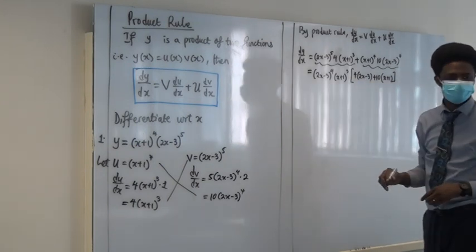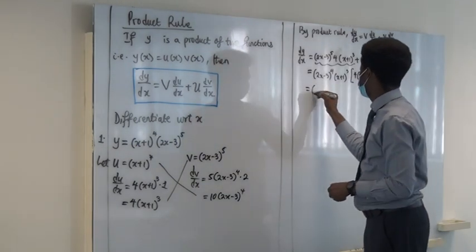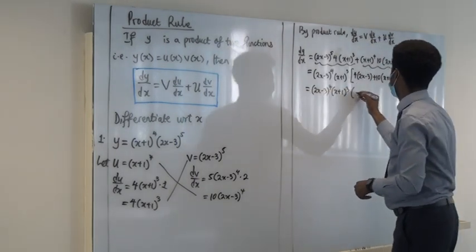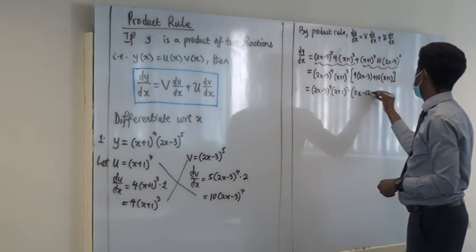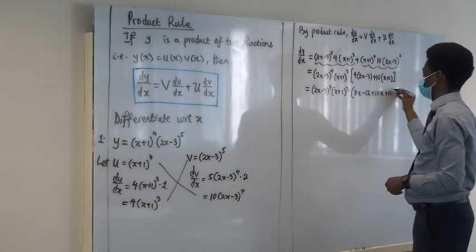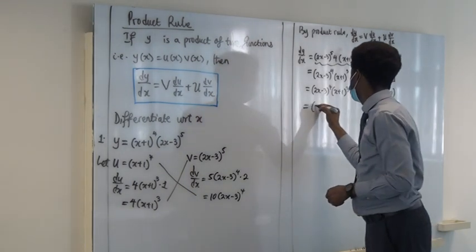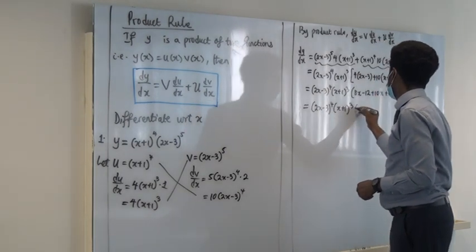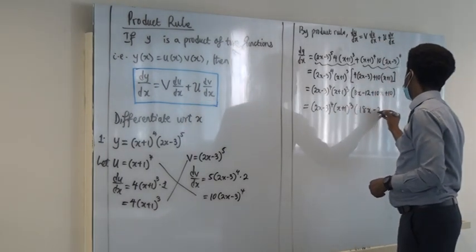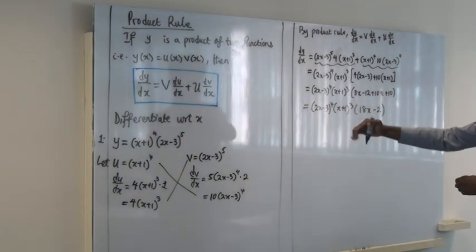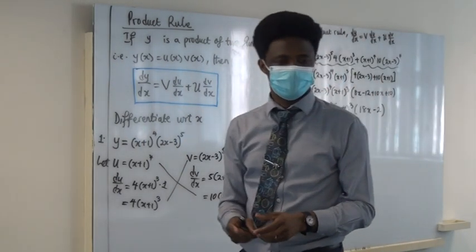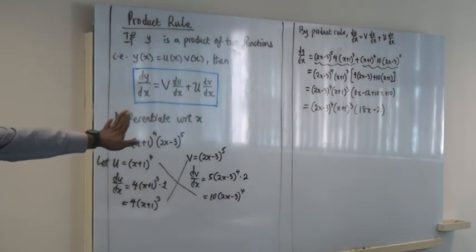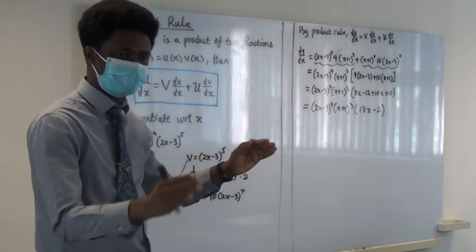Once you simplify this, that's your derivative. So this is simply 2x minus 3 to the power 4, x plus 1 to the power 3, 8x, right? Minus 12 plus 10x plus 10, yes? And finally, 2x minus 3 to the power 4, x plus 1 to the power 3, and this will be 18x, right? Yes. Minus 2. You can take 2 out if you want. It's just to write it as simple as possible. Don't expand, please. No one is asking you to do unnecessary work. Just factorize and put it.